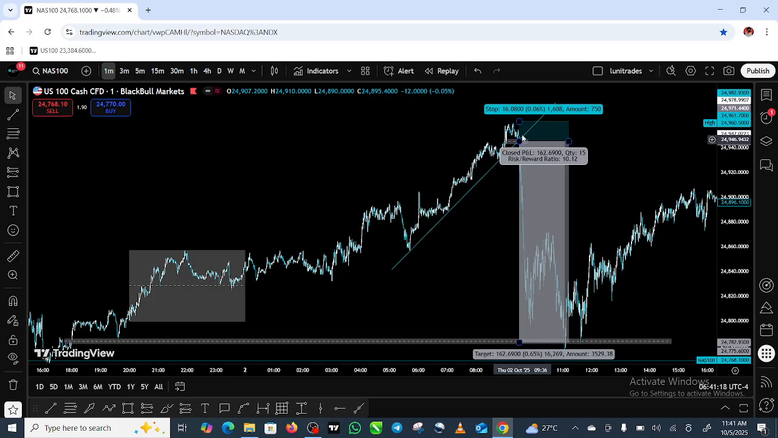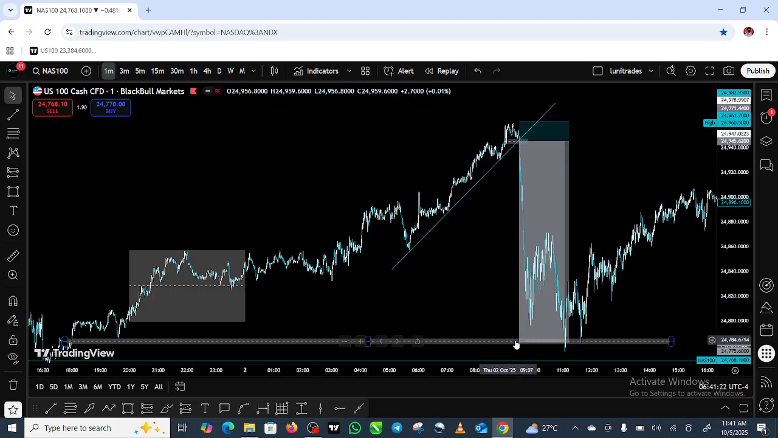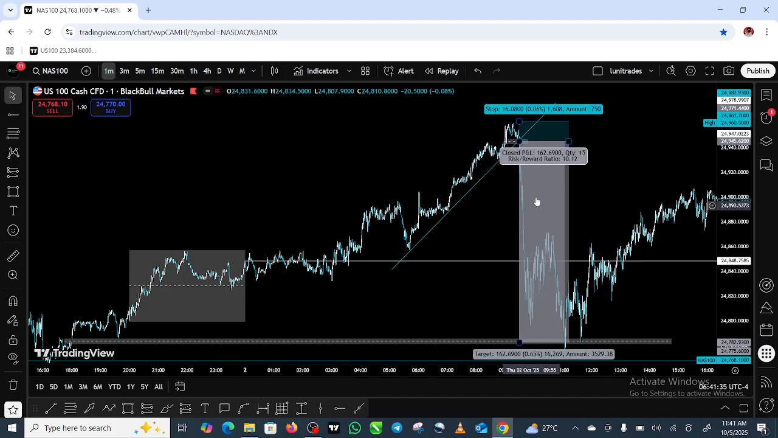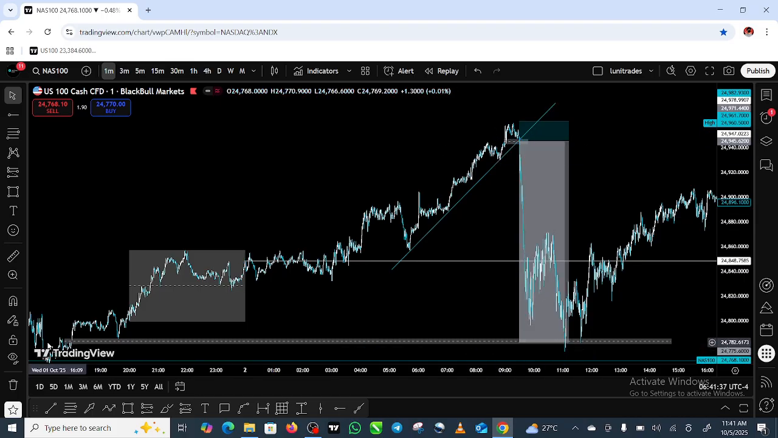It broke here, sold, put my stop loss above here, and target my new day opening gap. It's that easy. And of course, I also obey the Judas swing, which is the opening price around here. The opening price will be around here. You sell above your opening price, that's Judas swing, and you target your new day opening gap.